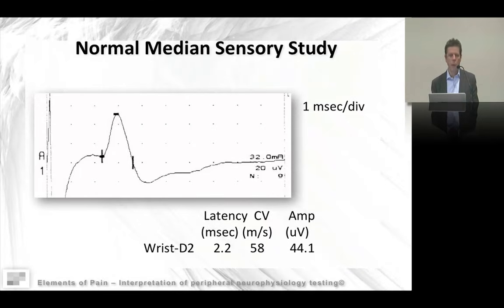And so this is a normal median sensory study. Again, as mentioned, beware that the amplitudes are much smaller, but in this case this is a very normal response from a digit 2, and the conduction velocity is well and truly normal. The velocity is much the same in the upper limbs. Anything above the high 40s is definitely normal.